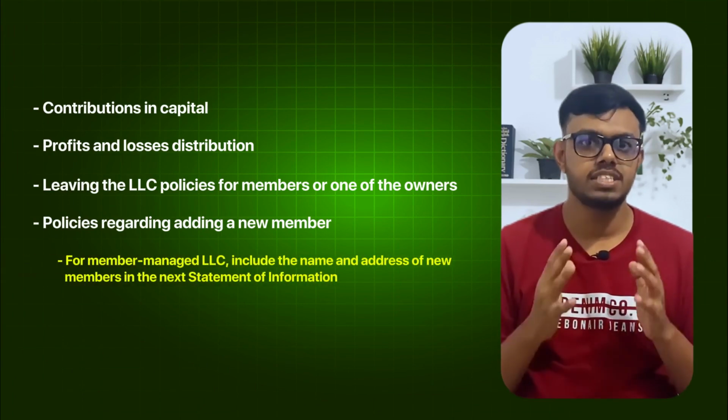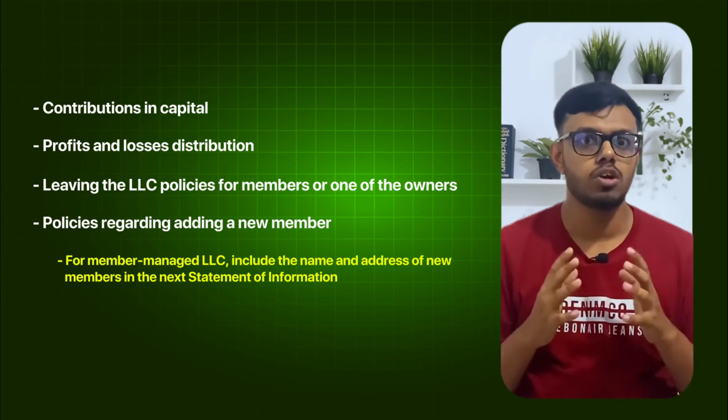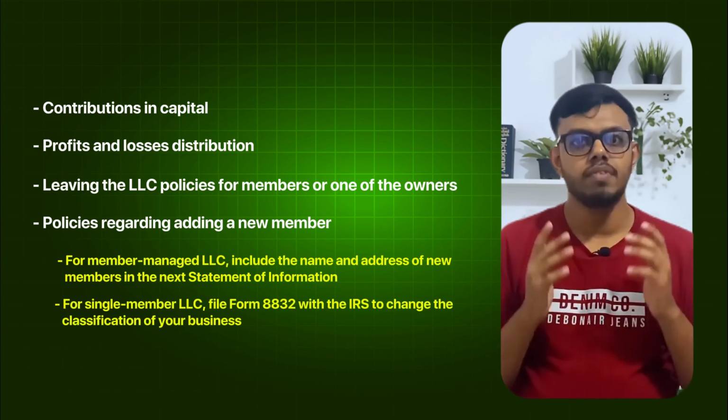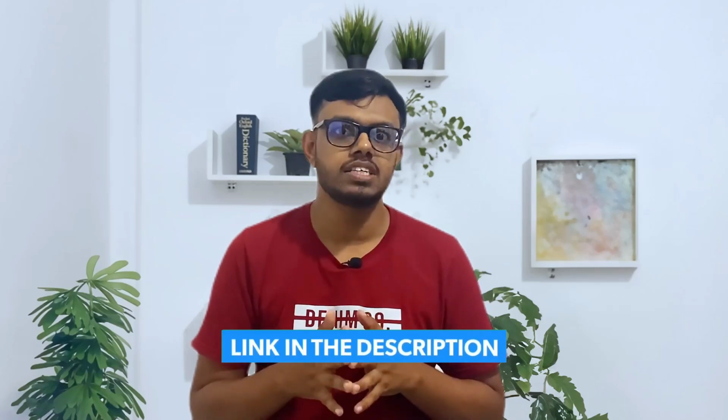For member-managed LLC, include the name and address of the new member in the statement of information. For single member LLC, file form 8832 with the IRS to change the classification of your business. Northwest gives you templates for operating agreements. The link to templates will be in the description.